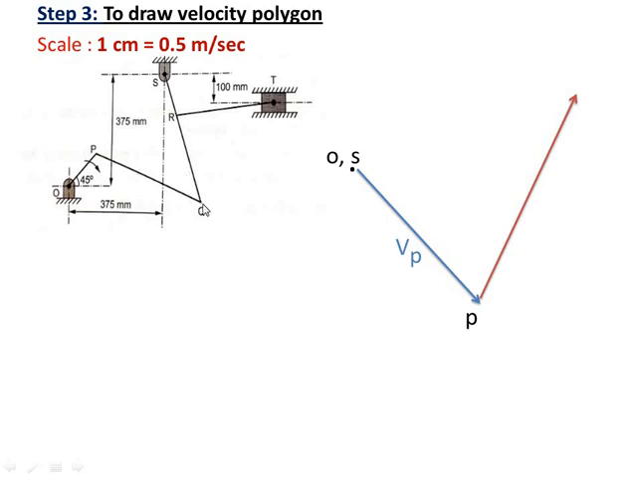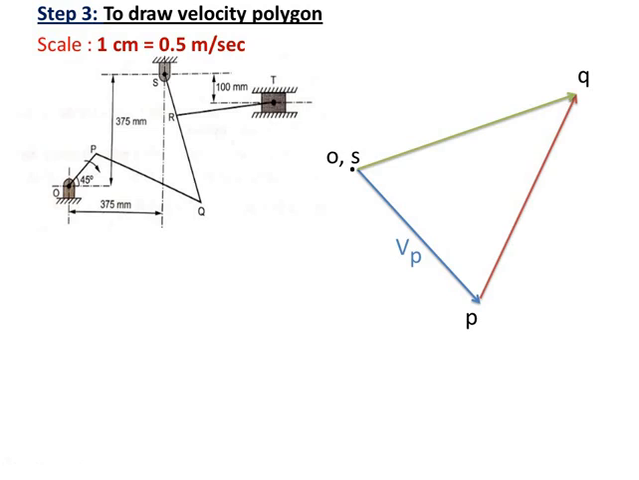So point Q must lie on the velocity vector of PQ and also on the velocity vector of SQ. Now what will be the velocity vector of SQ? It will be perpendicular to SQ. So from S, draw a velocity vector perpendicular to SQ, and the intersection of these two velocity vectors will give us point Q.